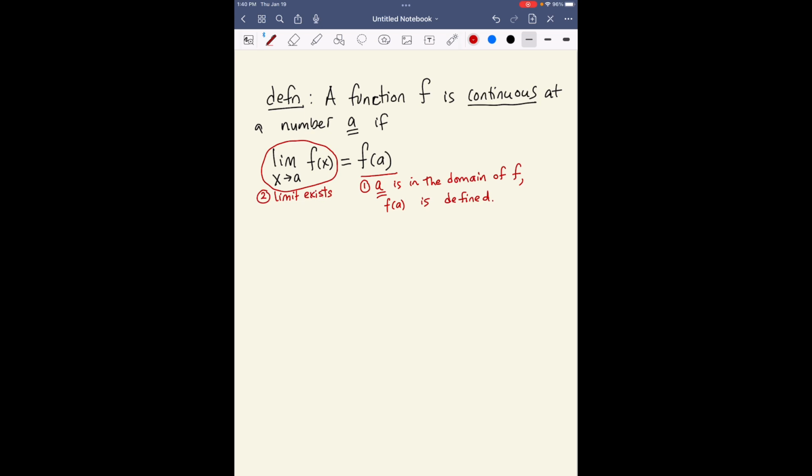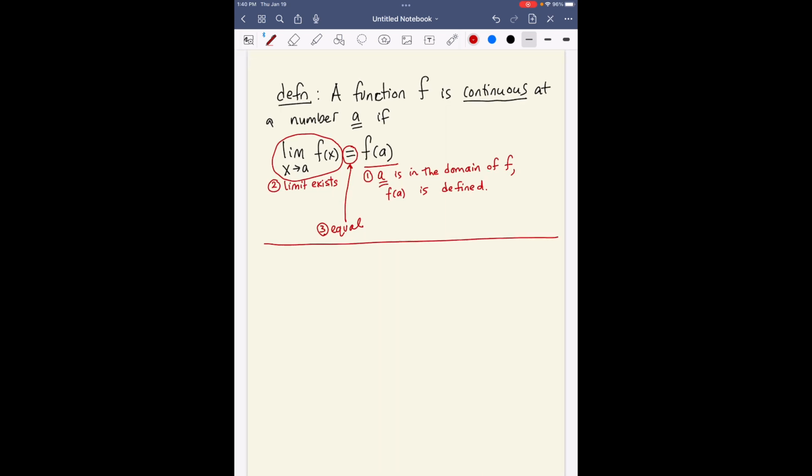Okay. So now the third thing that has to be true is that these two quantities have to be equal. So whatever the function value is, f of a, it has to be equal to the limit. So I'll call that condition 3. Okay, so let's look at a quick example and see what could possibly go wrong.